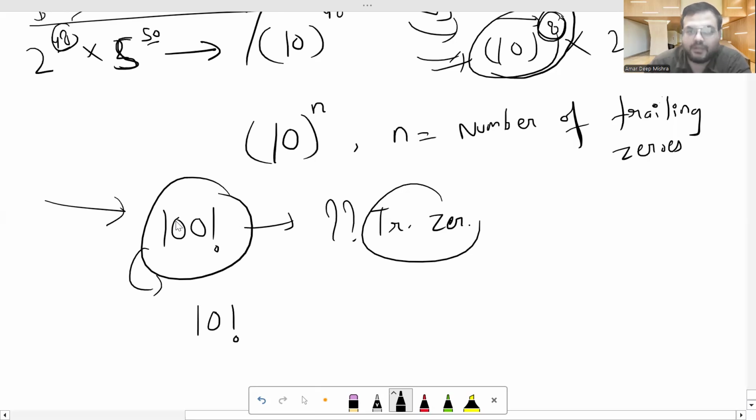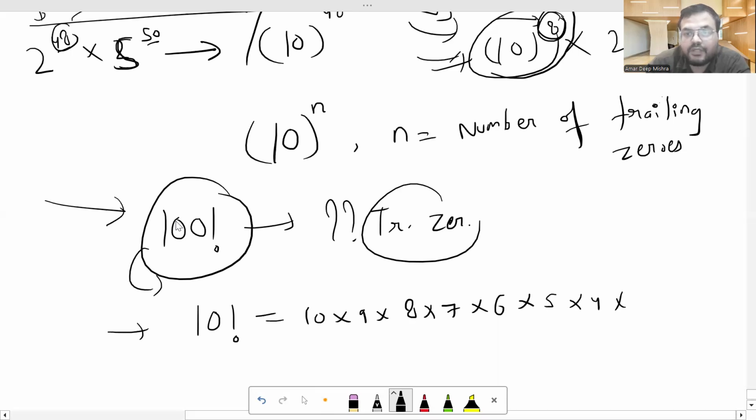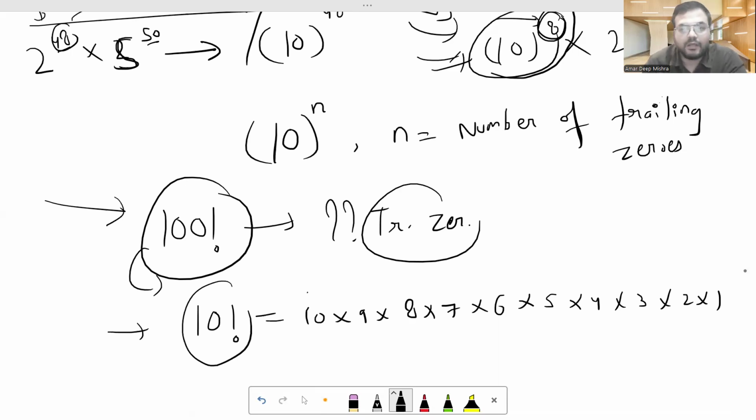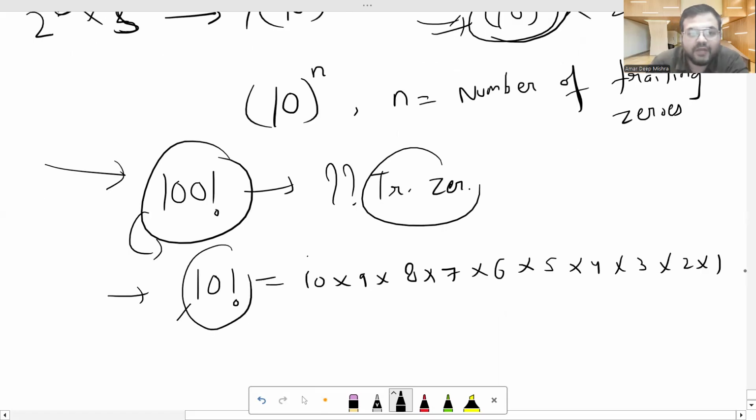Let me take 10 factorial. Now factorial means what? If you have this sign factorial, this means you have to keep on multiplying until you get 1. Okay, so 10 factorial means what? 10 into 9 into 8 into 7 into 6 into 5 into 4 into 3 into 2 into 1. This is what we mean by 10 factorial. Okay, we start from 10 and we keep on multiplying until we get 1. Now, we have to find out the number of trailing zeros here. Okay, the question remains the same. We have to find out the number of trailing zeros here.